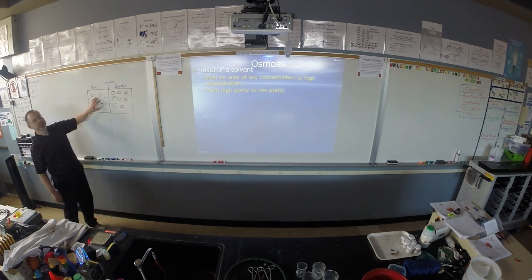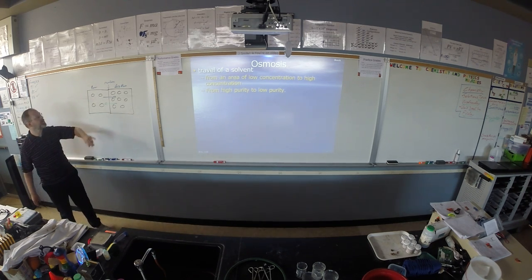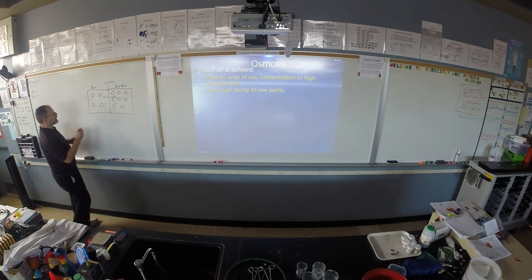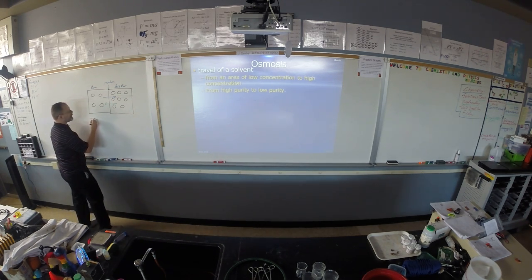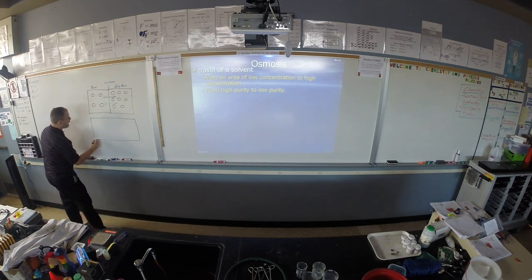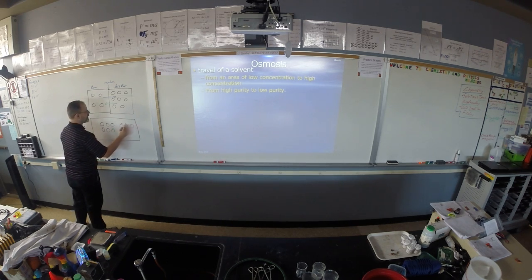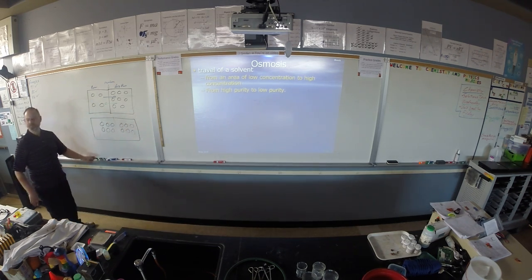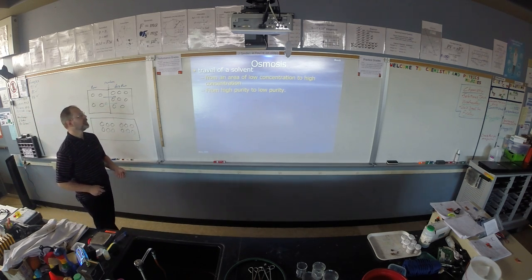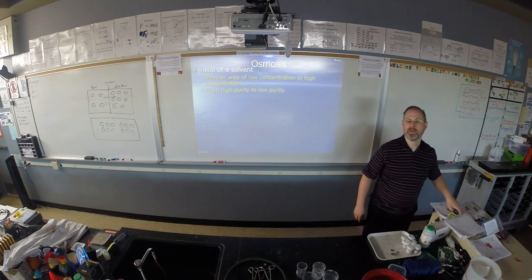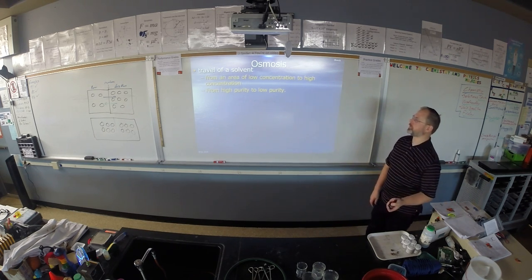So if this has 4 molecules of impurity, and this has 6 molecules of impurity, the solvent's going to travel across, because what the solvent wants to do is create a situation where all it sees is the same purity in both sides. It wants to kind of equalize the purity. So solvents will move from an area of high purity to an area of low purity to kind of equalize things. That's what it wants.